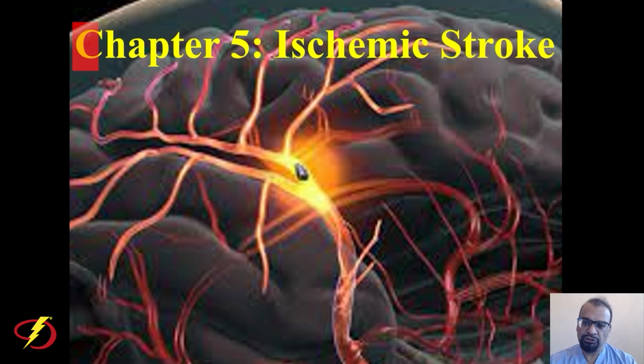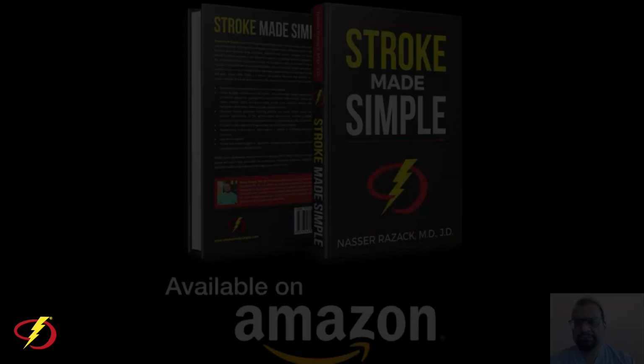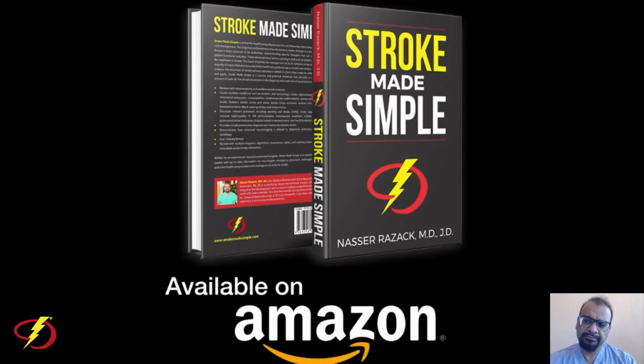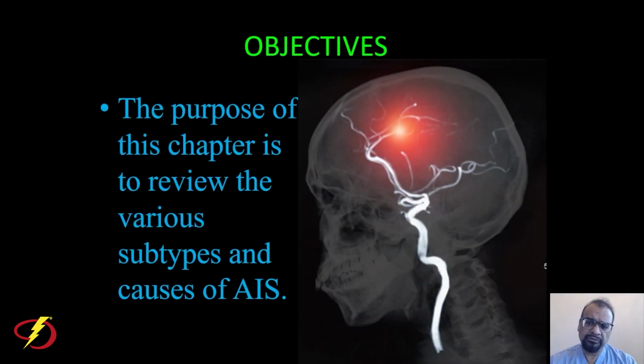Today we are going to go over Chapter 5, which basically talks about the different types and mechanisms that can cause ischemic stroke. Again, all of this information is available within the book Stroke Made Simple. So let's go over our objectives.